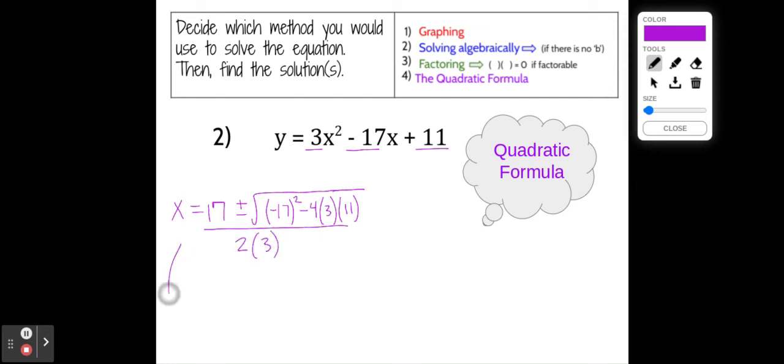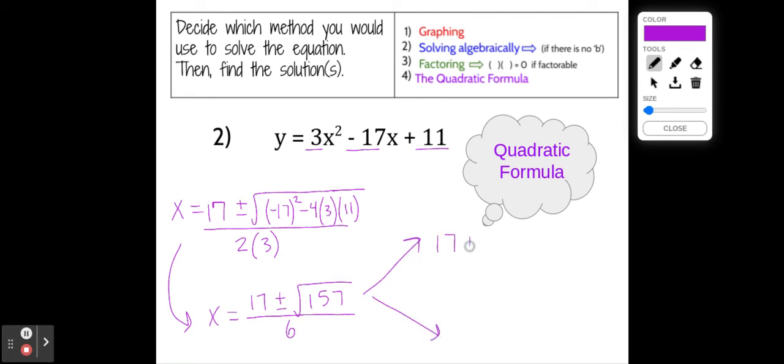Okay, let's begin by simplifying this a little bit. So we have 17 plus or minus. Let's see if we can simplify what is underneath that radical. Looks like we've got negative 17 squared with your calculator minus 4 times 3 times 11. I'm getting 157. Okay, and we want to put that all over 2 times 3, which is 6. All right, now we're ready to branch out. So we've got 17 plus square root of 157.